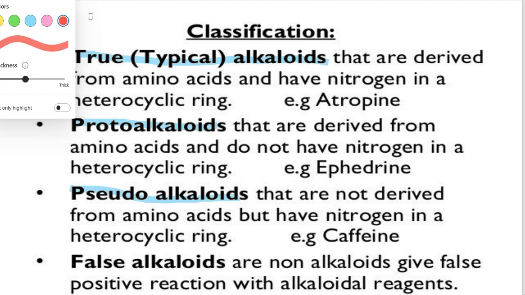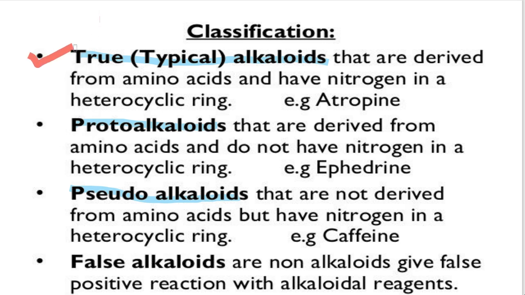Alright, now pay attention. First you have your true alkaloids. True alkaloids are derived from amino acids and have nitrogen in a heterocyclic ring. Okay, true alkaloids are derived from amino acids and have nitrogen. An example is atropine. Protoalkaloids are also derived from amino acids but do not have nitrogen in the heterocyclic ring. An example is ephedrine.